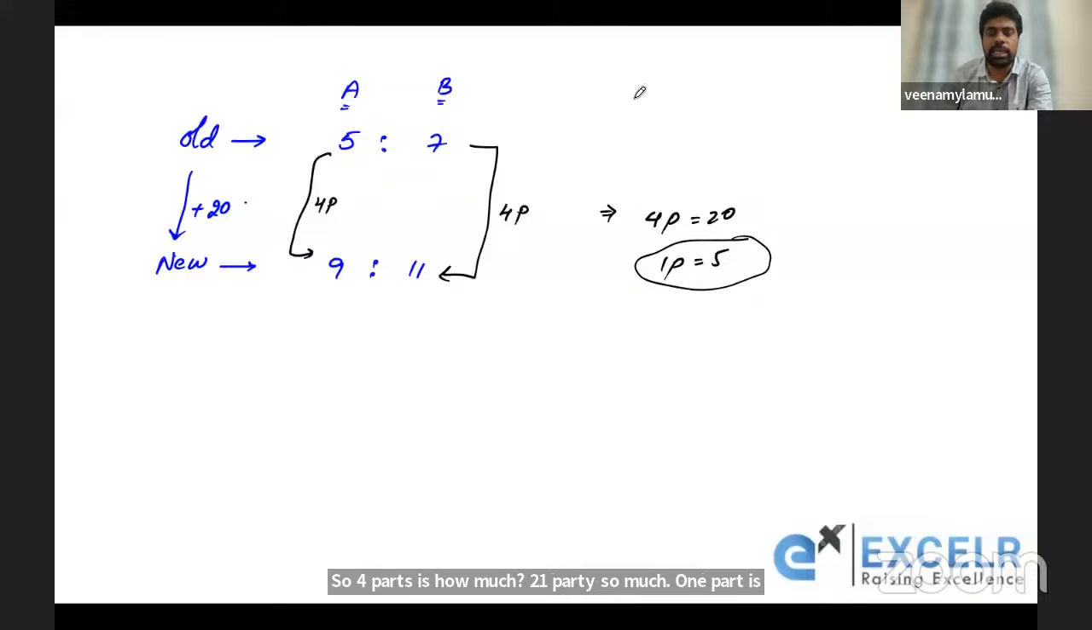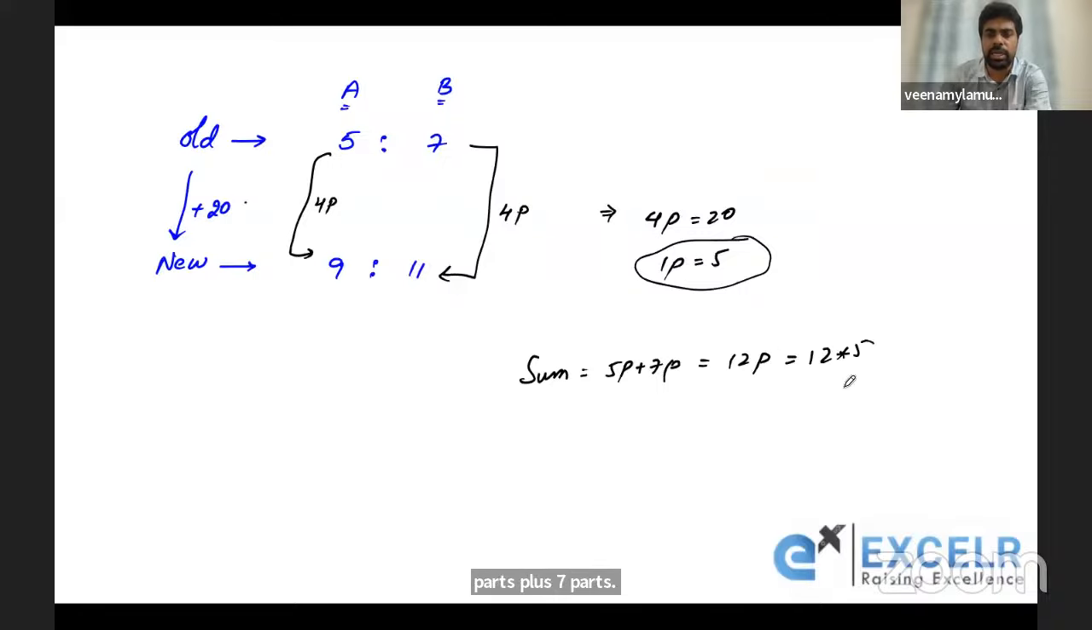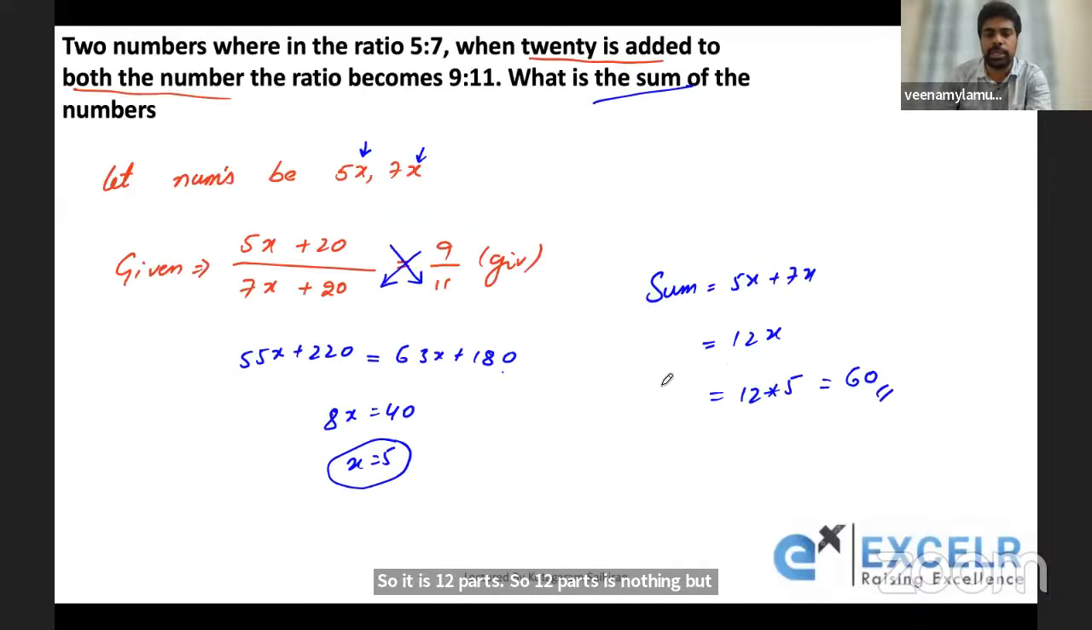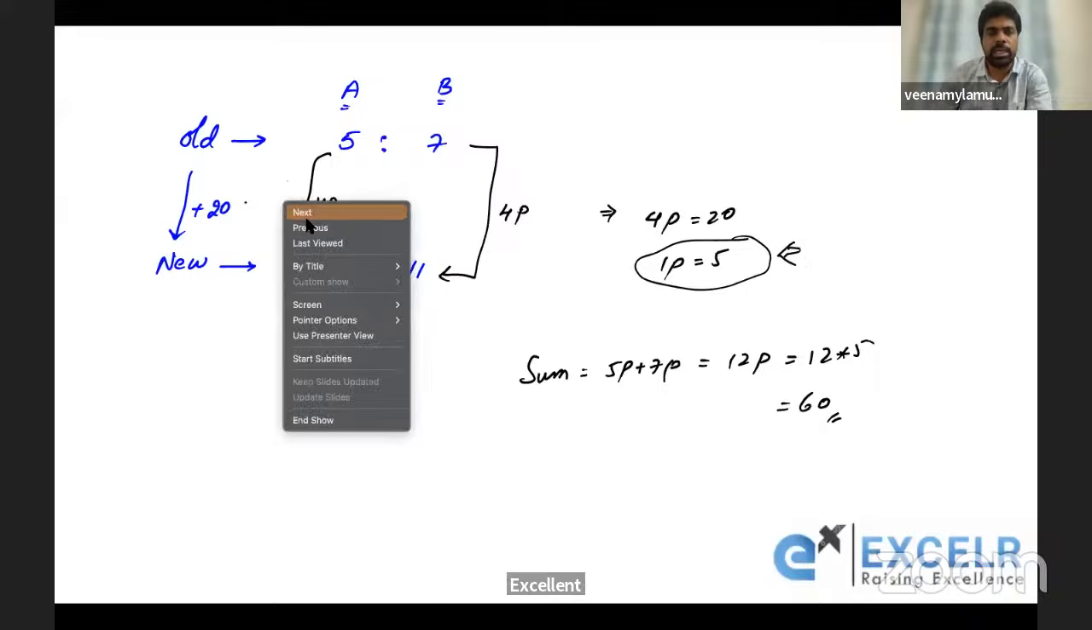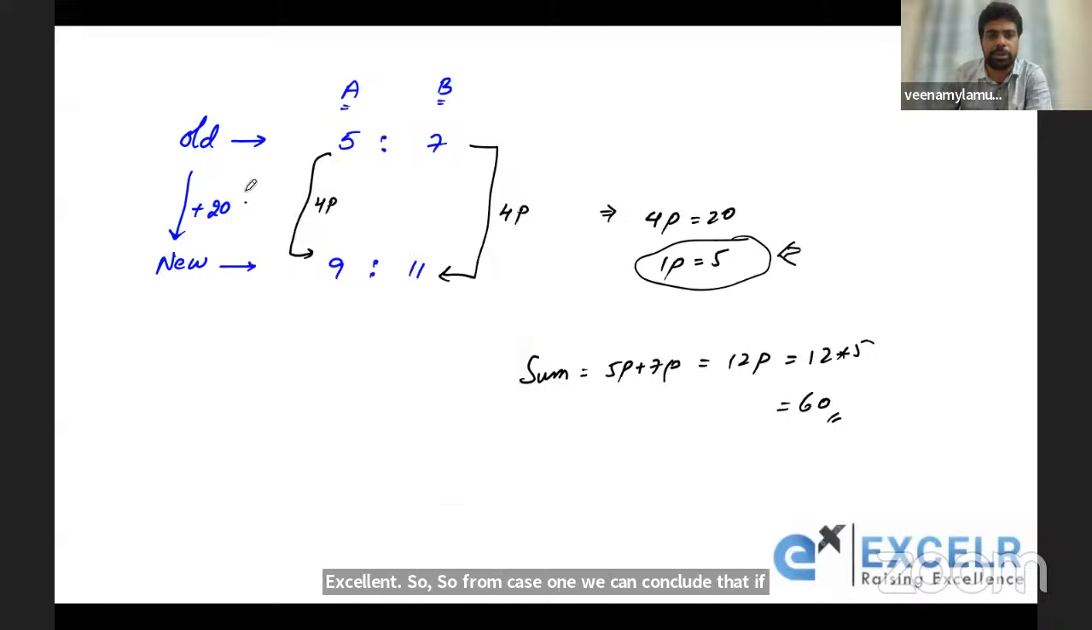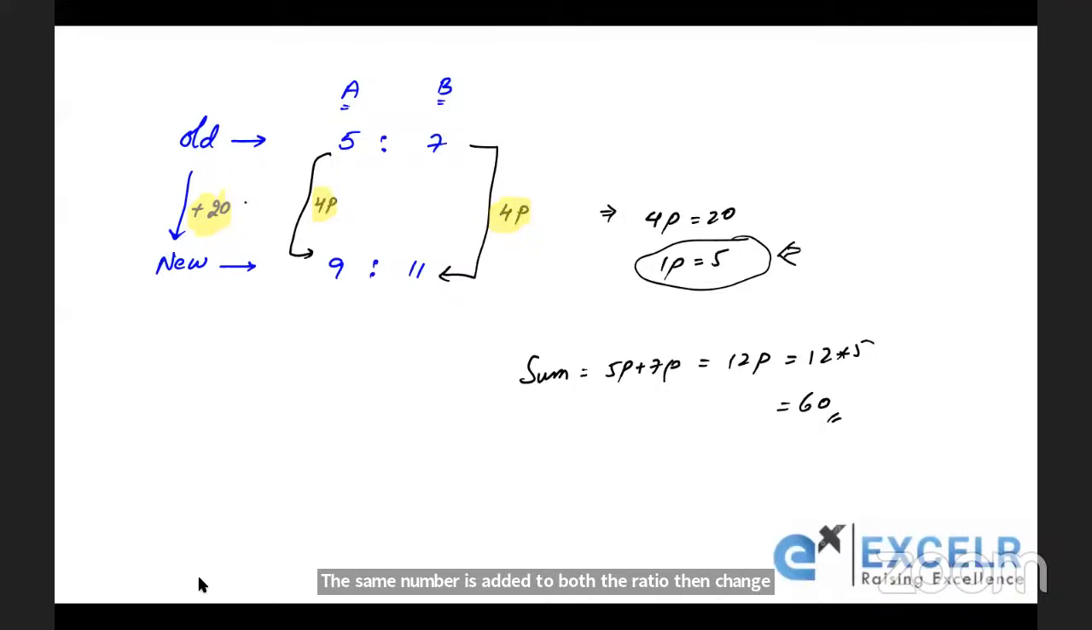Now what is he asking? He's asking you to find out the sum of the numbers. Sum of the numbers means 5 parts plus 7 parts, so it is 12 parts. 12 parts is nothing but 12 into 5, that is 60. I told you now, x is nothing but part. x is 5, so part also should be 5. So from case 1, we can conclude that if the same number is added to both the ratios, then the change should be the same. Okay. Understood? Is anybody having doubt with this? You understood or not?